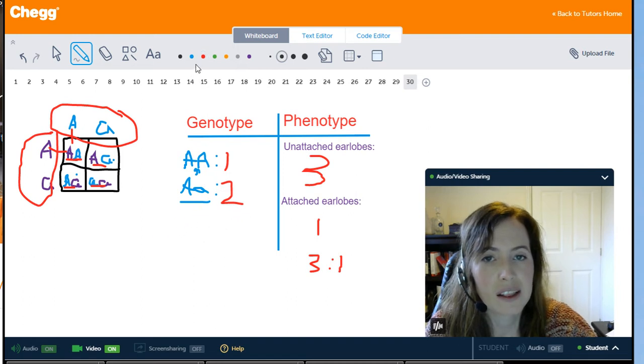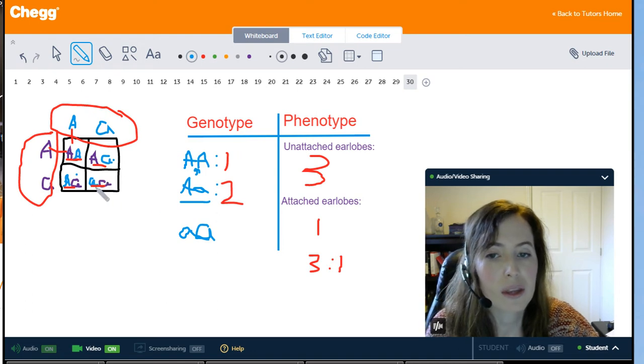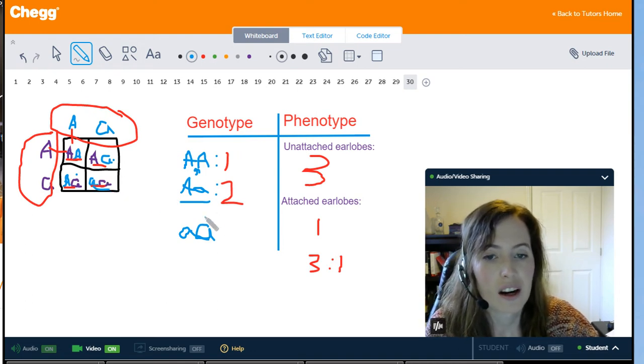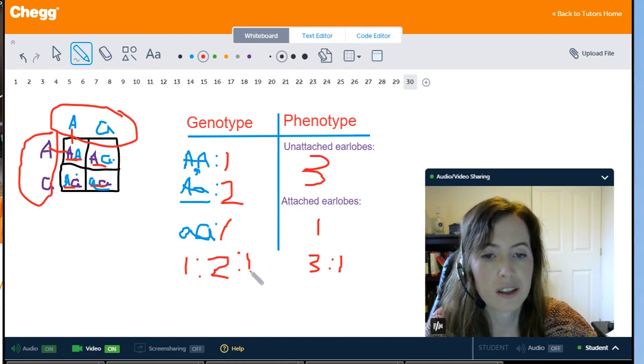And for my last separate genotype, the only other one that's different is if both of them are recessive. So if I have two little a's right there, and there's only one chance of this happening. So I'll put a 1 here. So my genotypic ratio is 1 to 2 to 1.